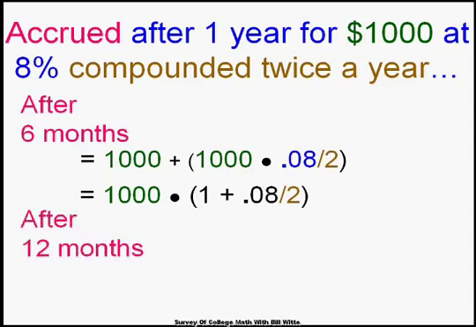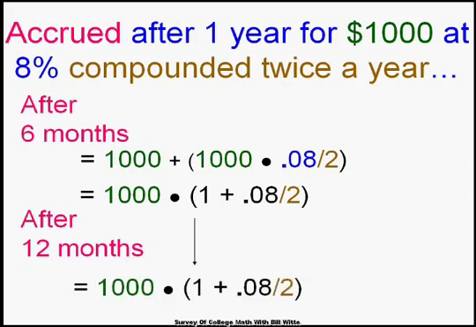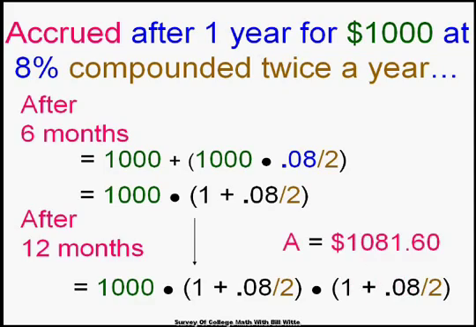Well, wait a minute. We want to do it for the whole year. So after 12 months, we'll take that same amount, and then we have to multiply it again by 1 plus the interest rate divided by 2. Why divided by 2? Because we compounded twice a year. Well, that's $1,081.60. It's not that much more, but it is more. It's about $1.60 more, just compounding twice a year as opposed to once a year, which is simple interest.